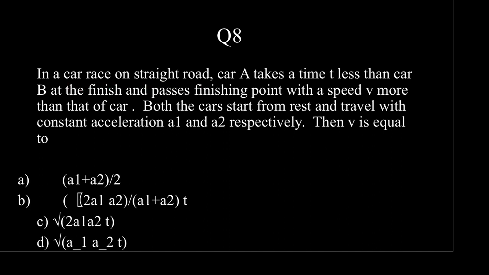In a car race on a straight road, car A takes a time t less than car B at the finish and passes the finishing point with a speed v more than that of car B. Both the cars start from rest and travel with constant acceleration a1 and a2 respectively. Then v is equal to?